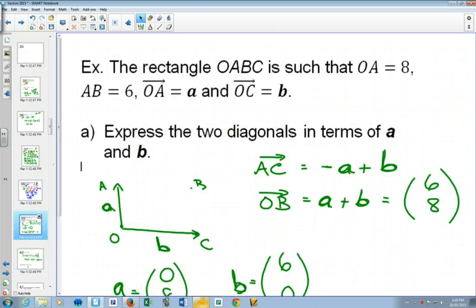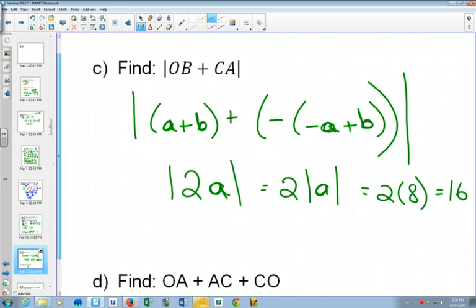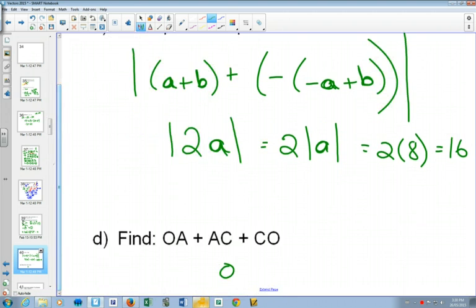If we go back to our diagram here, what's actually happening when we add O to B and then C to A? We get exactly 2 lengths of A. And the very last one there, O to A, A to C, C to O. Uh-oh. And we get a 0 vector because you ended up in the same place.